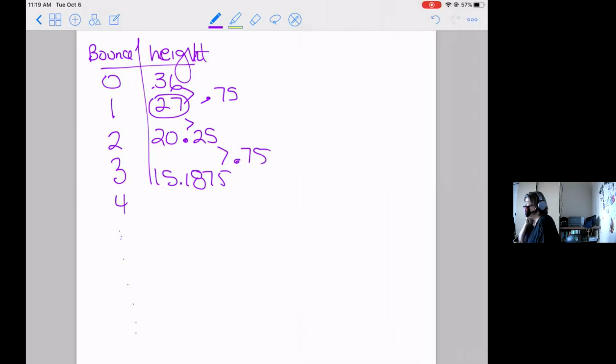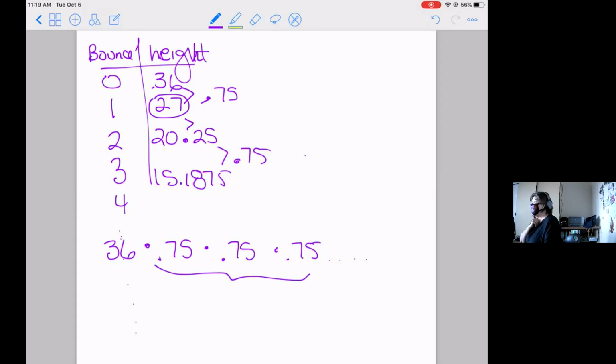So let's find a shortcut way of doing it. If we look at this, I did 36 times 0.75, right? To get the first bounce. And then I took times 0.75 again. And then I would just keep taking it times 0.75. What would be a shortcut way of writing this? How can I simplify this part instead of writing times 0.75 times 0.75 times 0.75? Ideas?